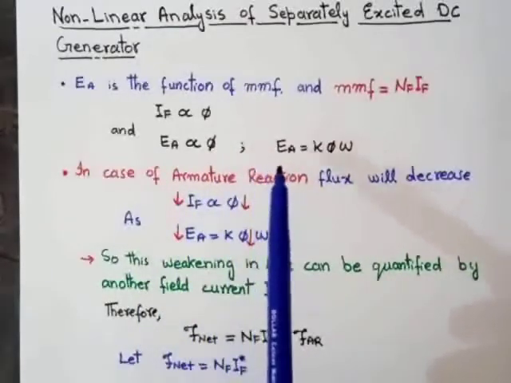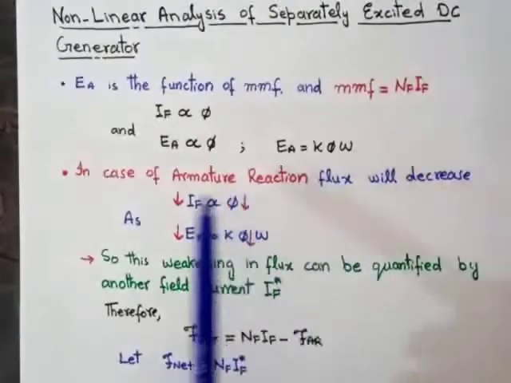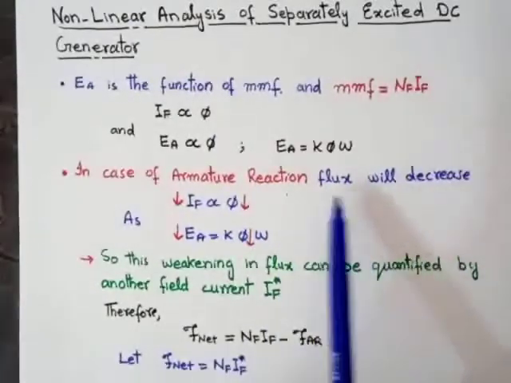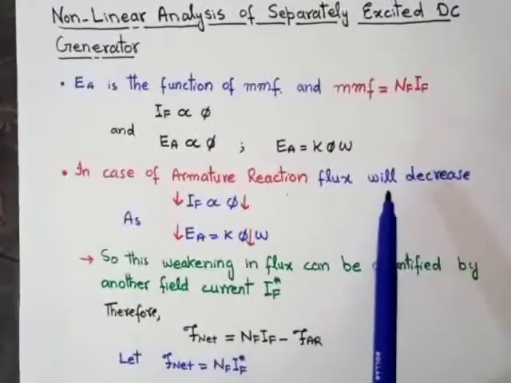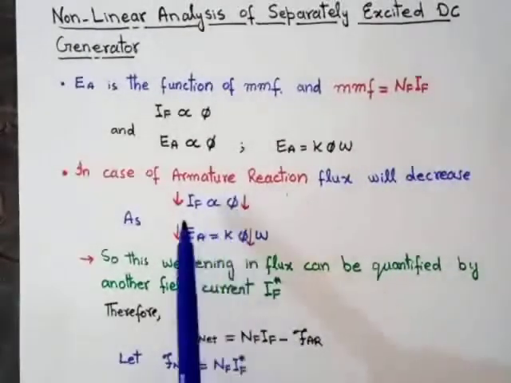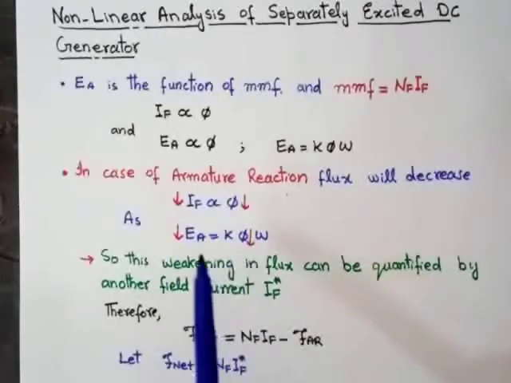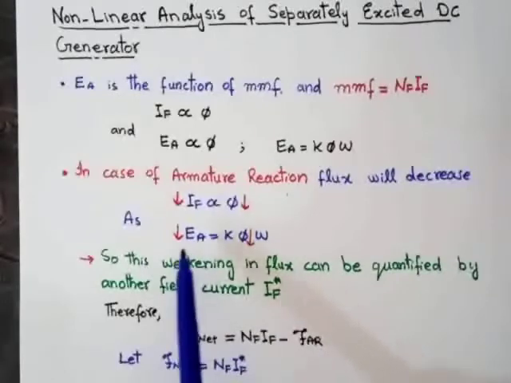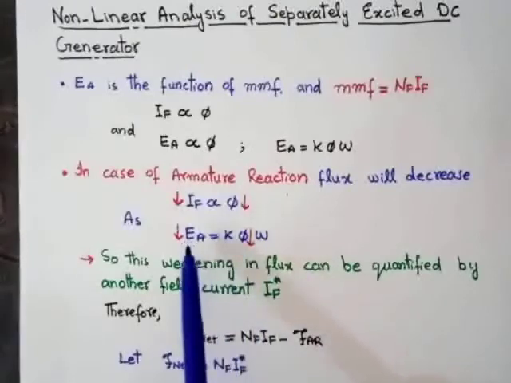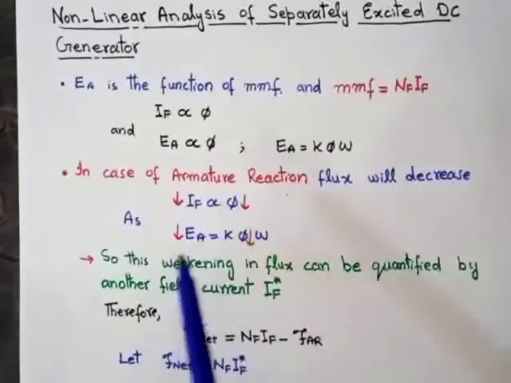And as we know, EA is equal to K phi into omega. In case of armature reaction, flux will decrease. As we have already discussed, due to armature reaction, flux will decrease. When the flux decreases, the field current will decrease as well, and the internal generated voltage will decrease as well, because the relationship between flux, the internal generated voltage and the field current is directly proportional.